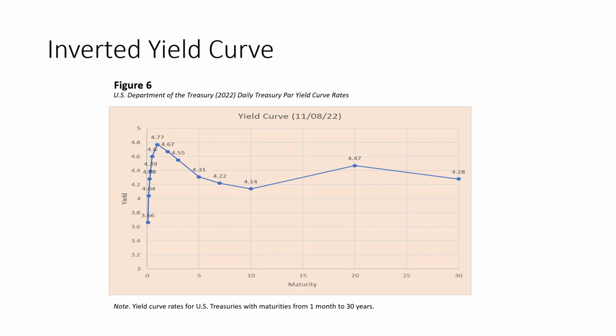Figure 6 depicts an inverted yield curve of the U.S. Department of the Treasury daily par yields on November 8, 2022, and appears to reflect investor optimism peaks at 2 years, with investor pessimism increasing and bottoming out in year 10, then improving to year 20, and then dropping until year 30, indicating predictions of further softening of the economy.